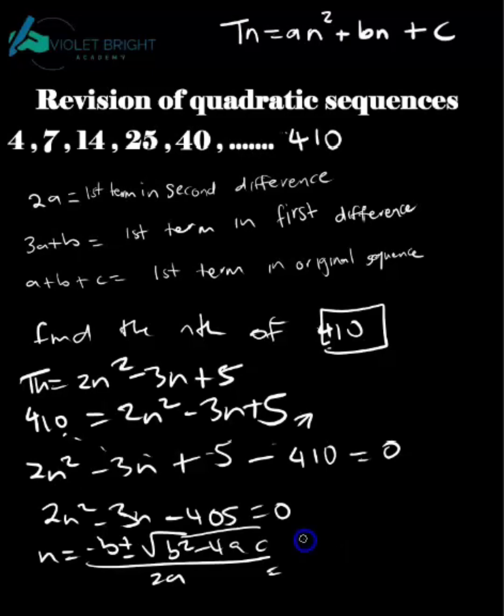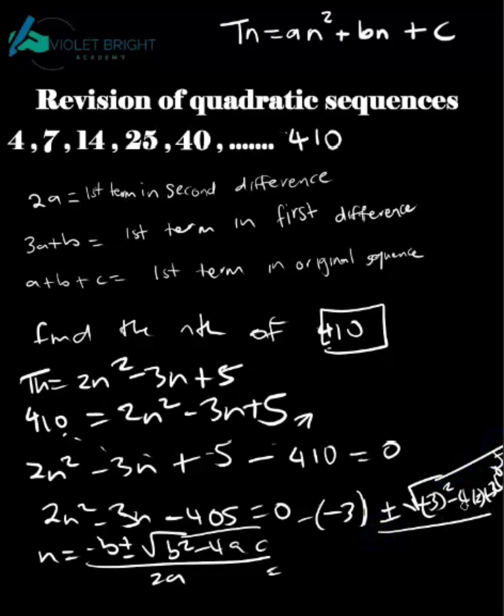So it will be minus into minus 3. Remember the signs here. Minus into minus 3. Let me just erase it here because it's messy. Minus into minus 3 plus or minus root of 3 squared minus 4 times 2 times minus 405. I don't have enough space here, I'm just trying to show you how you should do it in the calculator. Make sure you don't forget the signs, because if you make one mistake with the signs, then everything will just be wrong.